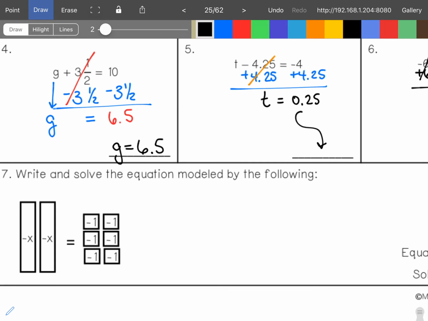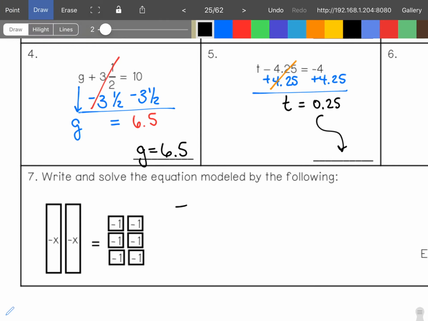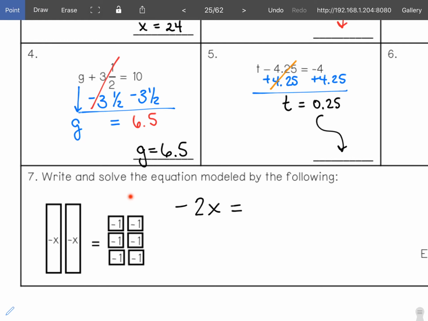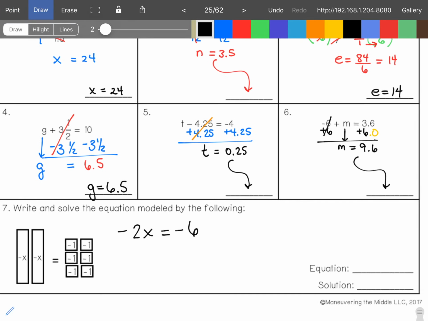Okay, number 7, write and solve the equation modeled by the following. So first of all, here's our equal sign, here's the left side. So what do you believe? A negative x and a negative x. This would make how many negative x's? 2 of them. So we're going to have a negative 2x equals. And then what do you think about this side over here? What would that make? If you said negative 6, that would be correct. So that's your equation. So you're going to come right over here and you're going to write that as your equation. And then we're going to solve it to get our solution.